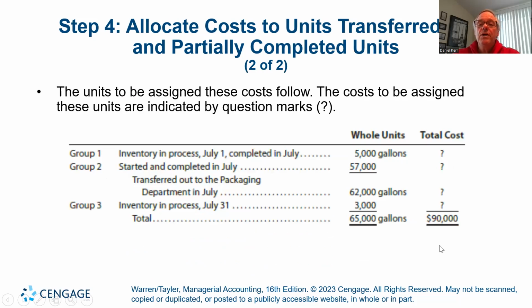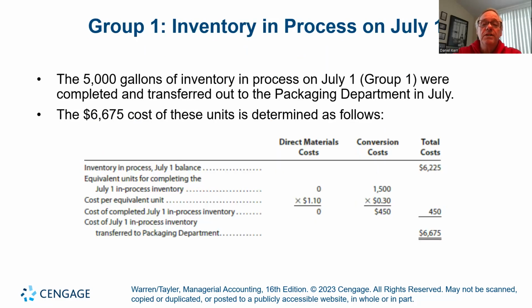Now notice all the little question marks. How much of that is allocated to beginning inventory? How much of that is started and completed? How much of that is transferred out? And how much is in ending work in process? Well, if you've got the whole units, now you've got to use the equivalent units, and you multiply the equivalent units by the unit cost.